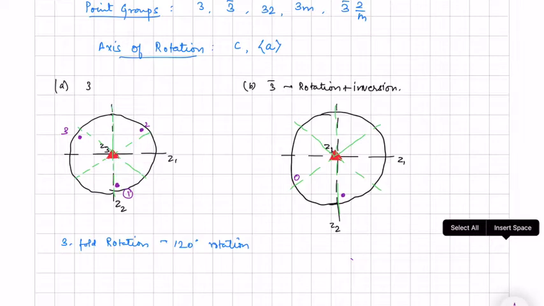This goes for 120 degree rotation. It lands up here. And then after inversion, it goes here.